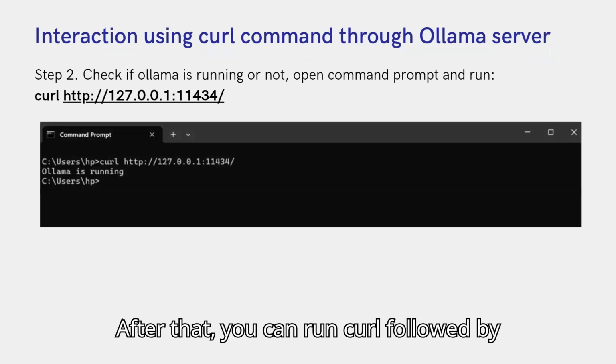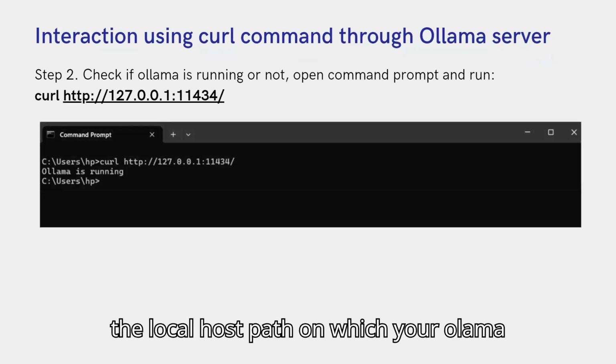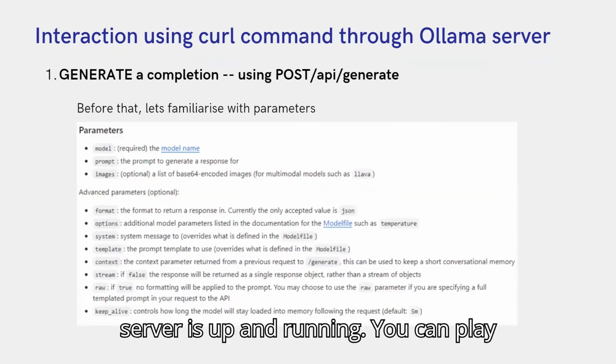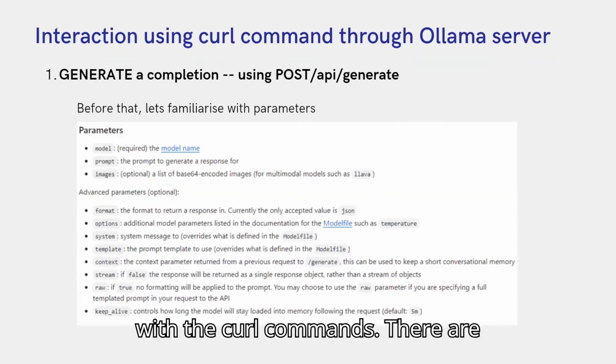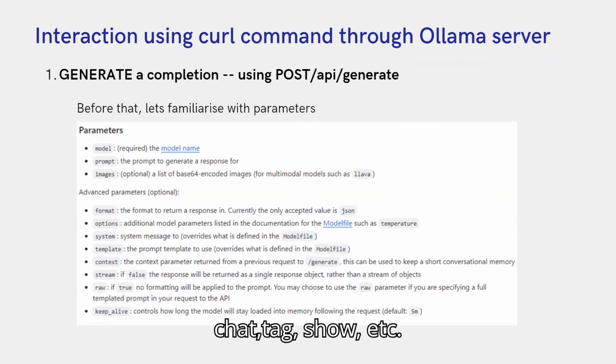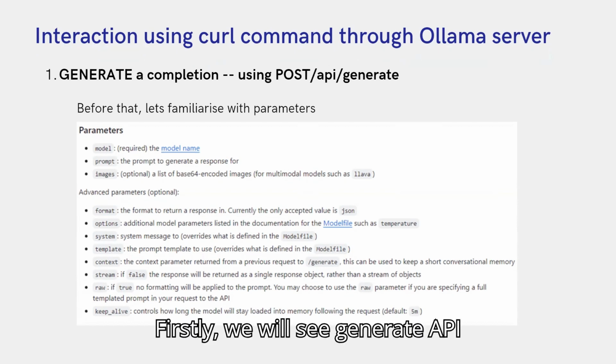After that, you can run curl followed by the localhost path on which your Ollama is running. Now your server is up and running. You can play with the curl commands. There are multiple API endpoints such as generate, chat, tags, show, etc. Firstly, we will see the generate API endpoint.